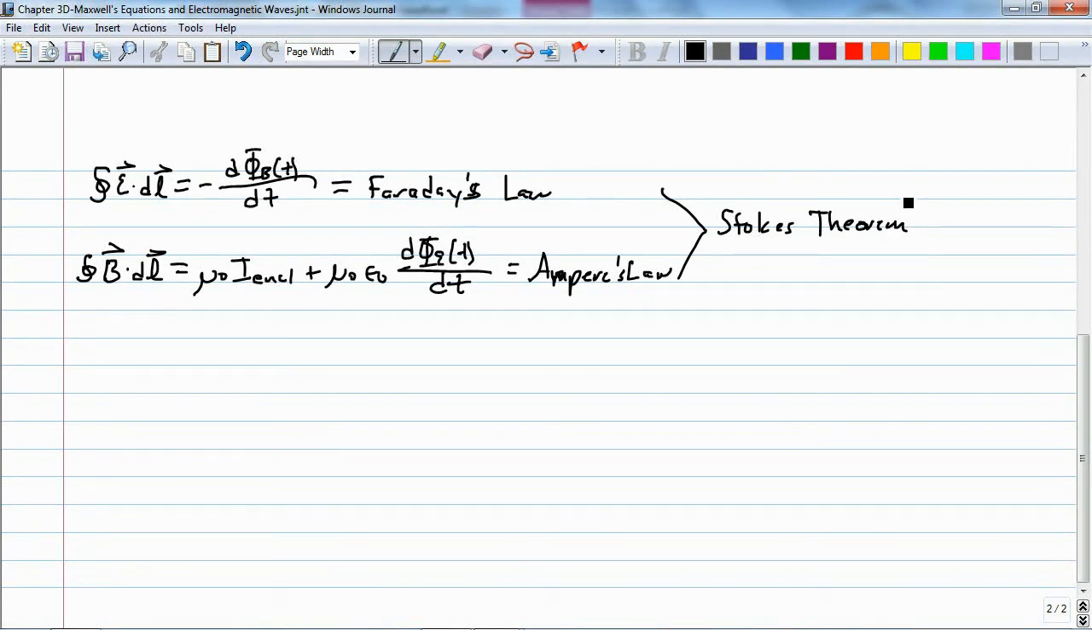So our next task is using these laws to be able to come up with an explanation of what is happening during this interaction between the electric and the magnetic fields.